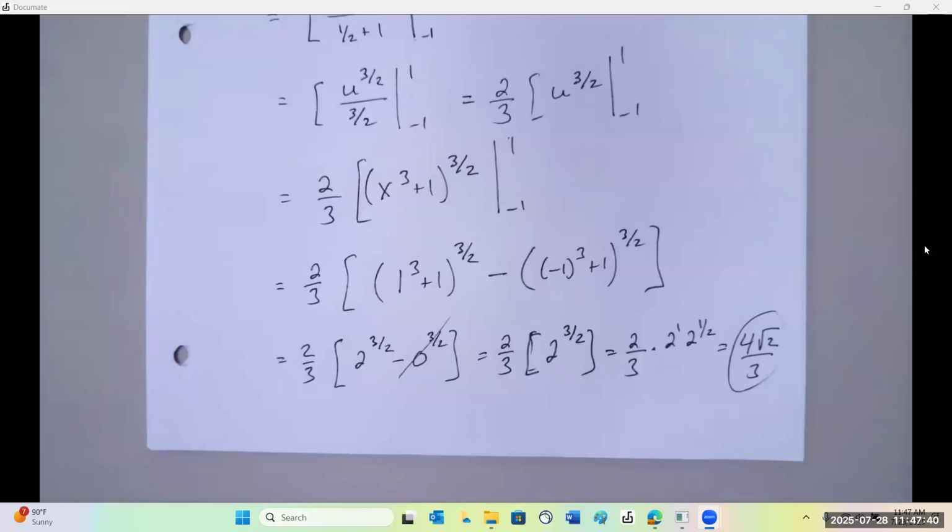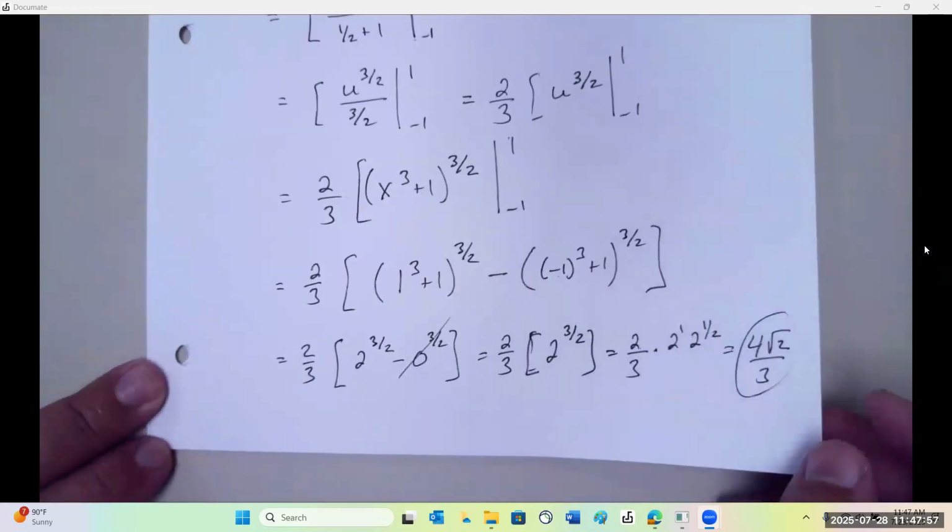It's best to know both ways, because if one way gets very cumbersome and long, with a lot of writing, go the other way. Typically, the substitution method, leaving it as a u value, is usually shorter because you have less writing to do.